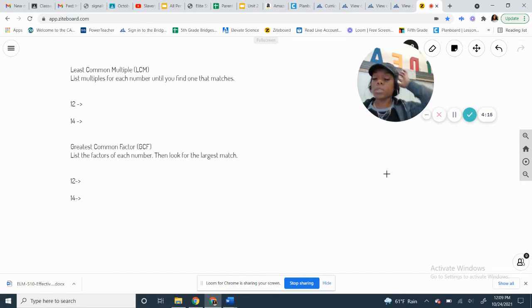LCM, the multiple, is literally multiplying the number by 1, then by 2, then by 3, and so on. And then greatest common factor, however, is looking at the factors of that number. What does that mean? It's looking at what numbers can you use to multiply and get the number you're looking at.